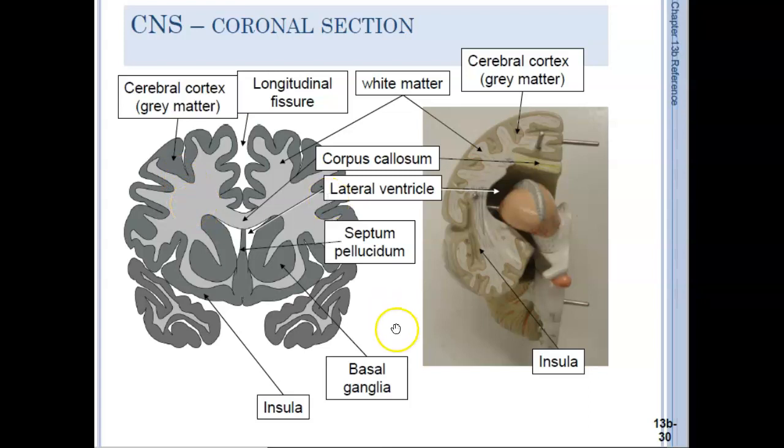The location of some of those ventricles that we talked about, again, the longitudinal fissure is going to be the big one that's going to cut the brain into two halves.